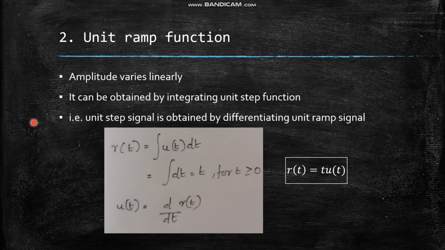In case of a unit ramp function, the amplitude varies linearly. It can be obtained by integrating a unit step function. That is, a unit step signal is obtained by differentiating a unit ramp signal. That is represented here. r of t is equal to the integral of u of t. The unit step signal is integrated here, which is equal to the integral of dt, because for t greater than or equal to 0, u of t is equal to 1. Hence, we get r of t equal to t. This r of t can also be represented as t u of t. The step signal can be represented as u of t equal to the differential d by dt of r of t.